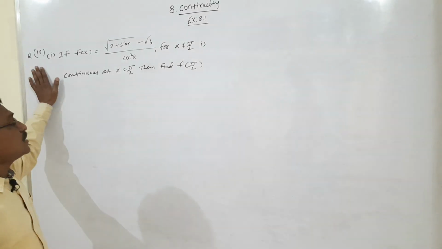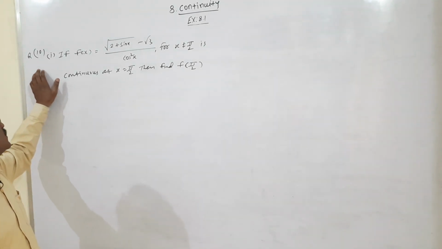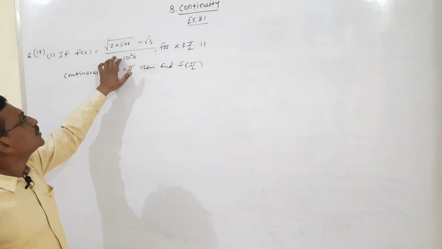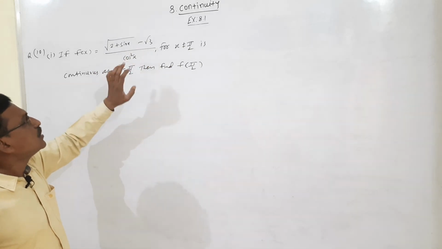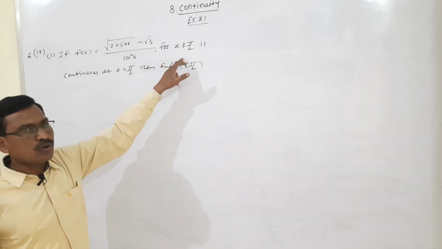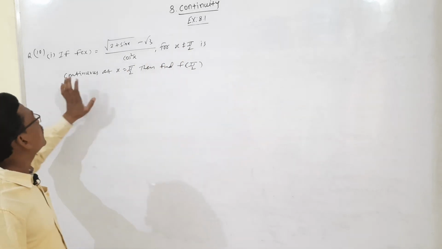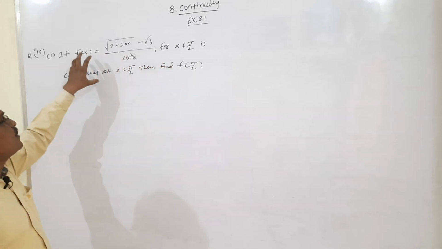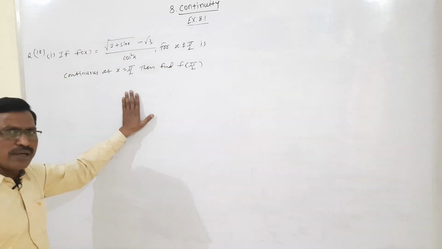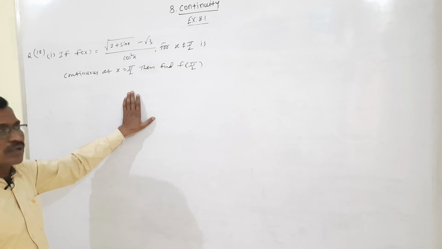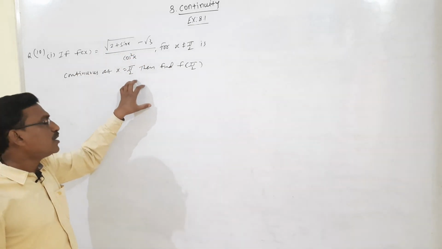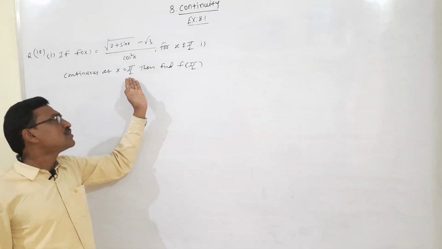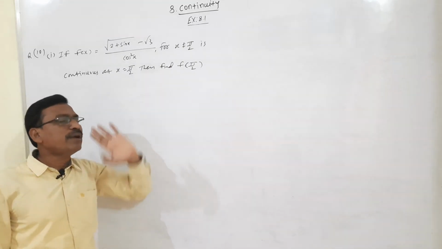Now the next question, number 10. First example. If the function f of x equal to root of 2 plus sin x minus root 3, divided by cos square x, for x not equal to pi by 2, is continuous at x equal to pi by 2, then find f of pi by 2. Means the given function is continuous at x equal to pi by 2, so we have to find the function value at that point, pi by 2.